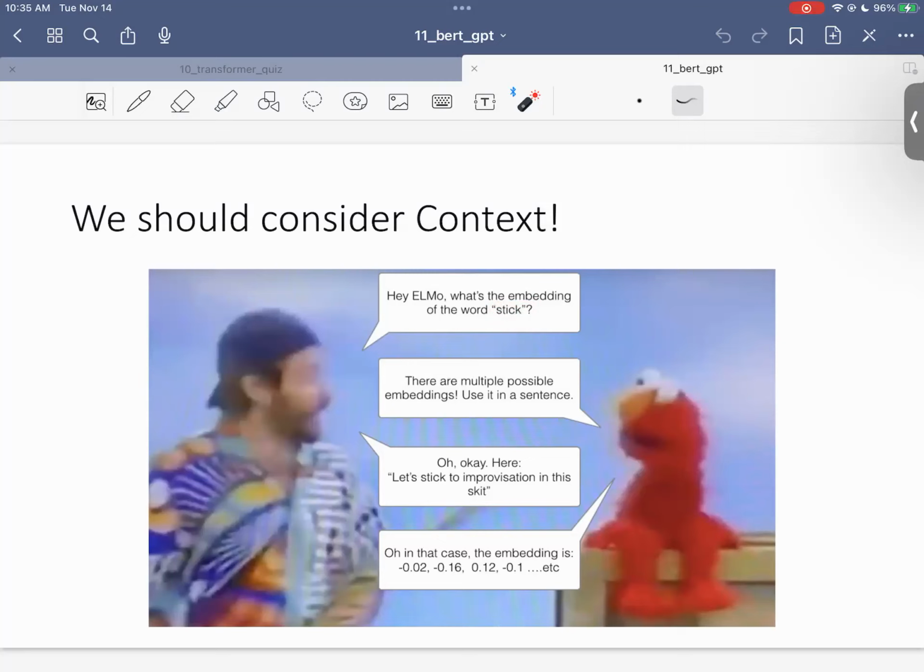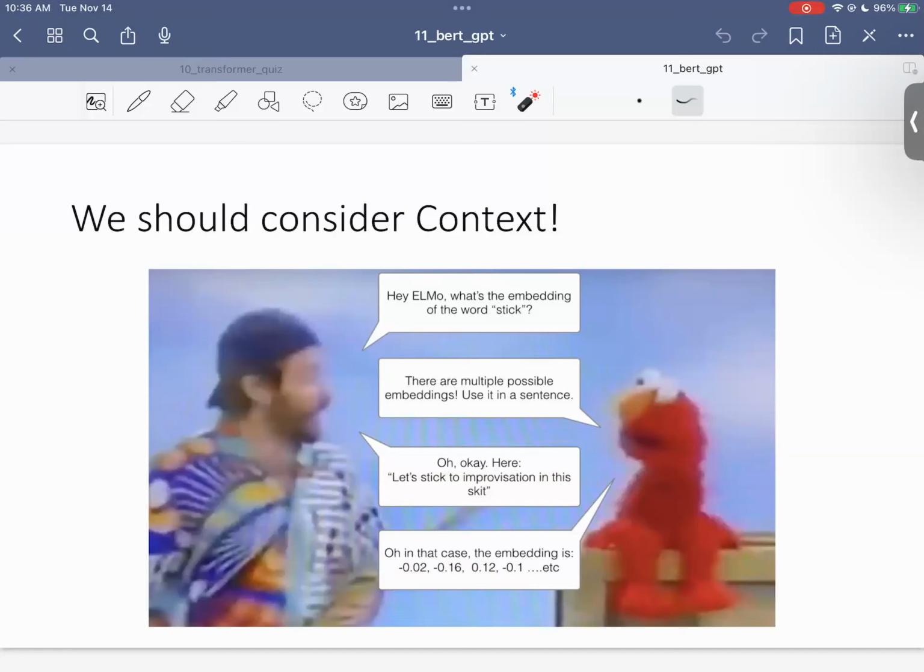But here, the user asks the model, give me the word embedding for stick, and the model says there are multiple possible embeddings, because stick has multiple meanings. There could be a wooden stick, or sticking to. It could be used as a noun or a verb. So use it in a sentence, and the user says, let's stick to improvisation in the skit. Under this context, the embedding of stick is this. That means if you used a different sentence, the embedding values would have been different. That's what contextualized word embedding is.